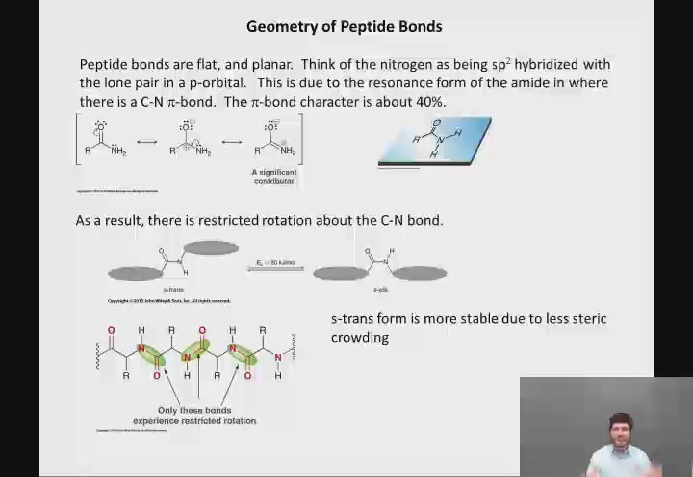And then if we look at a peptide that is larger than that, you can see that you can have free rotation about the other sigma bonds, the carbonyl to carbon and nitrogen to carbon bond to the alpha carbon. It is just the peptide bonds for which there is restricted rotation.